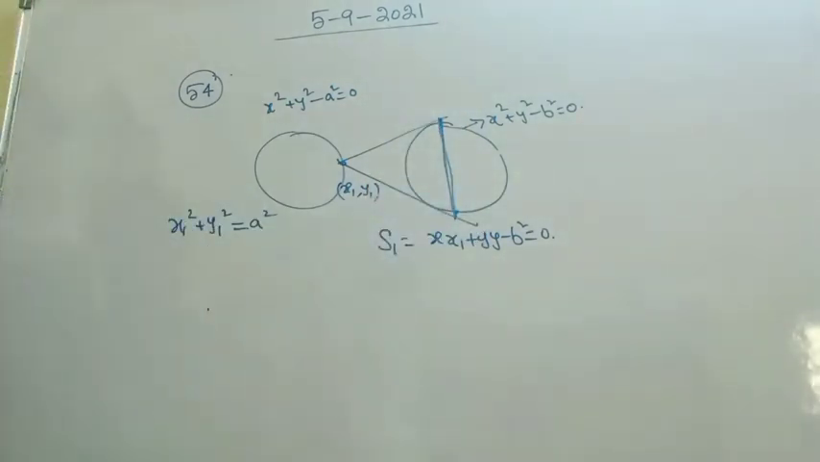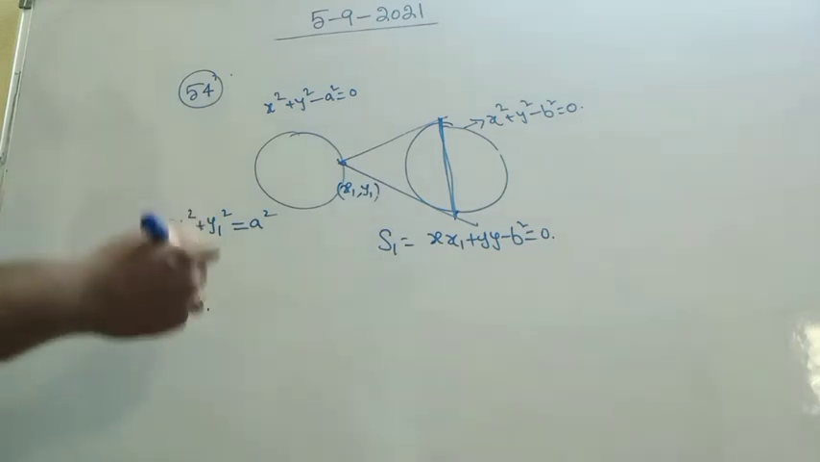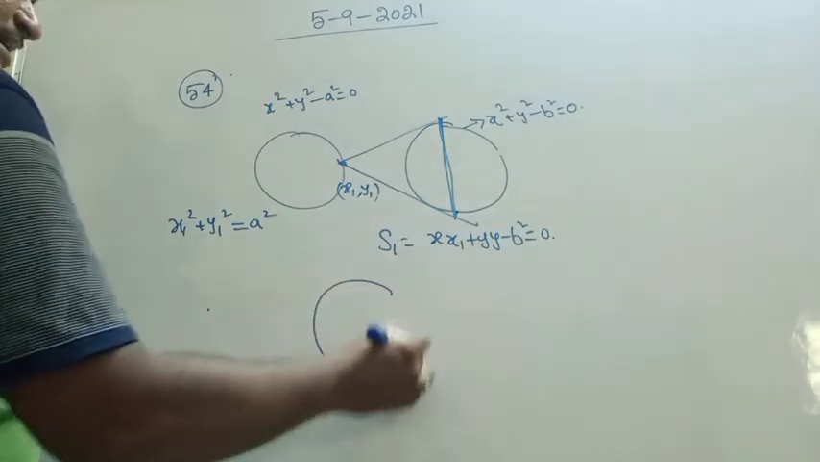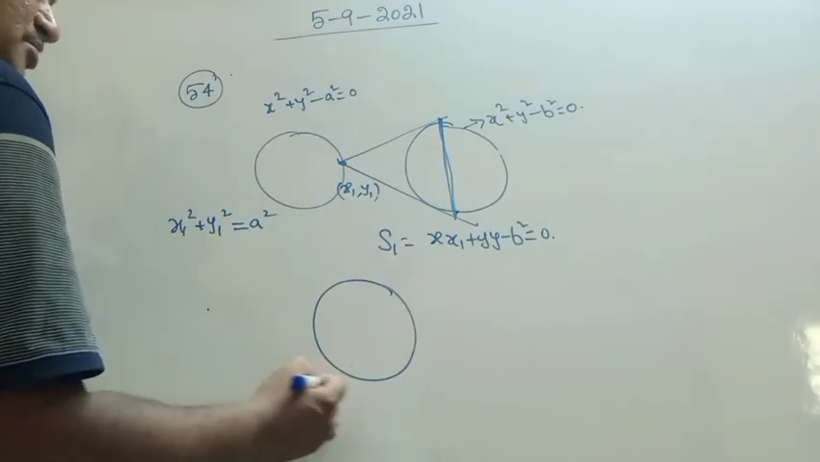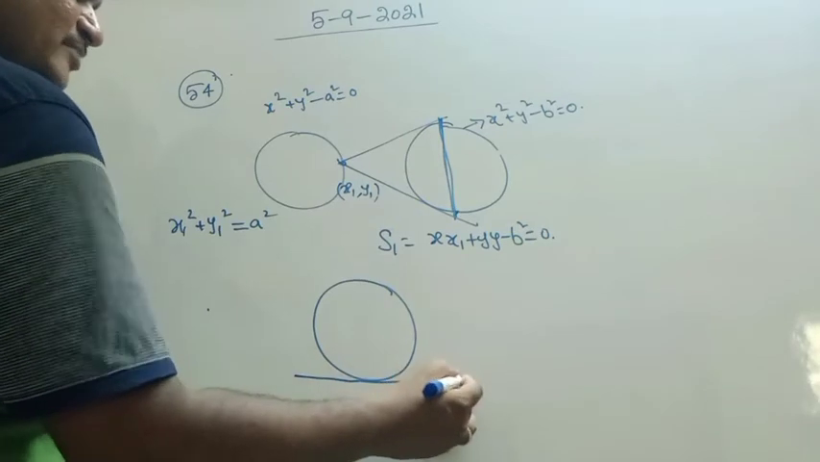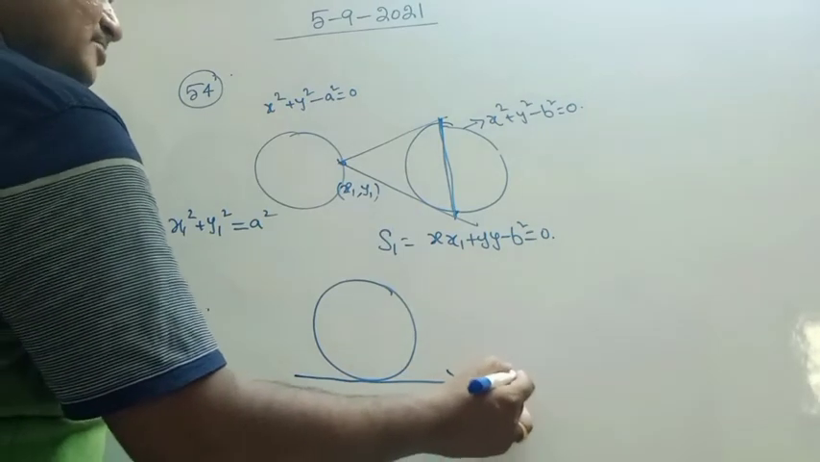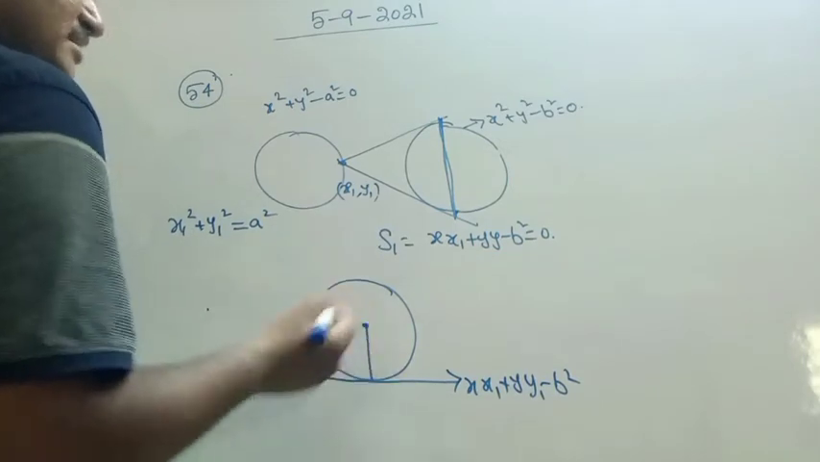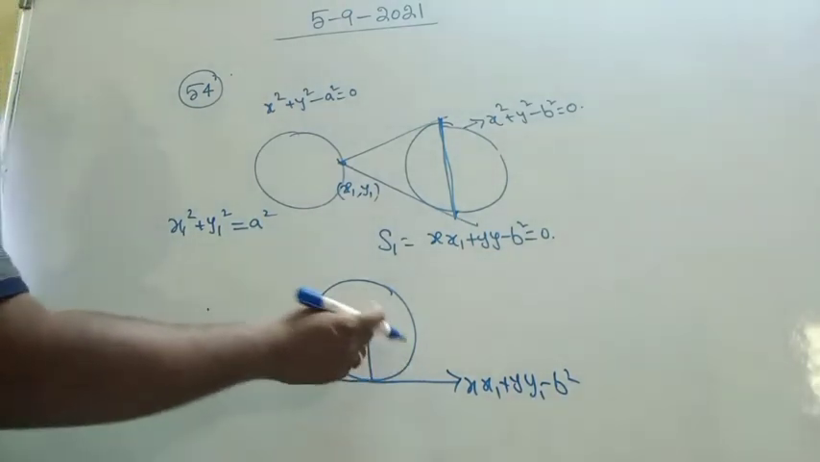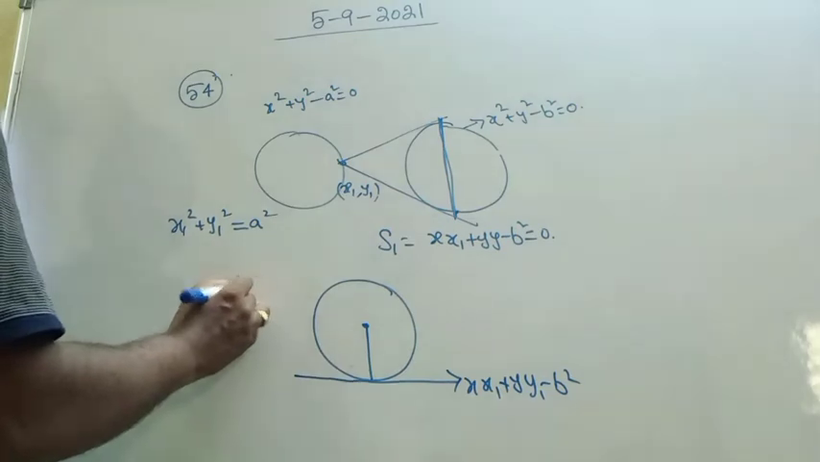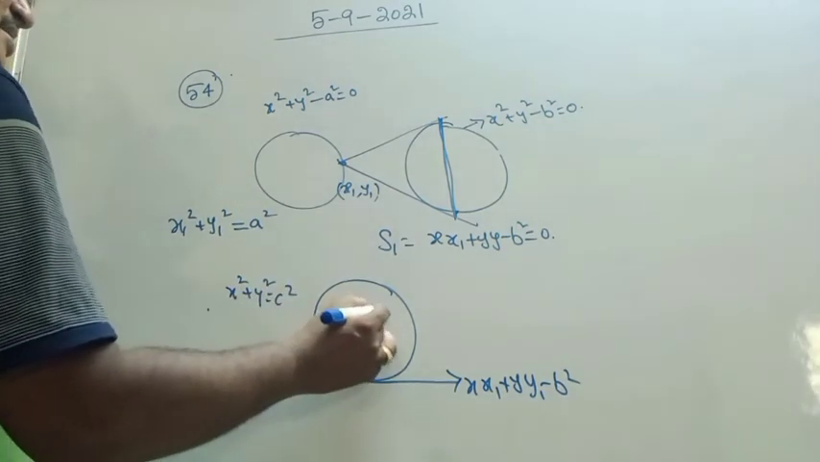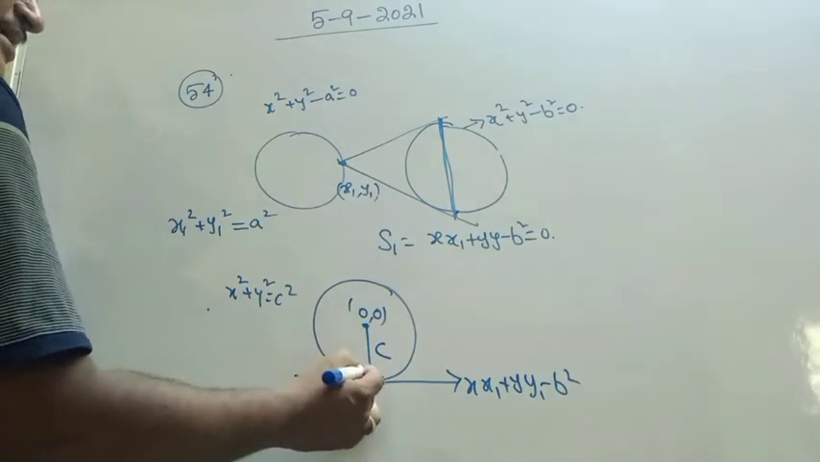After that, what they have given is that it touches another circle, x² + y² = c². What is this line? x·x1 + y·y1 - b². This line touches this circle like this. What is this circle? x² + y² = c². Now the center is the origin and the radius is c, and the radius is perpendicular.